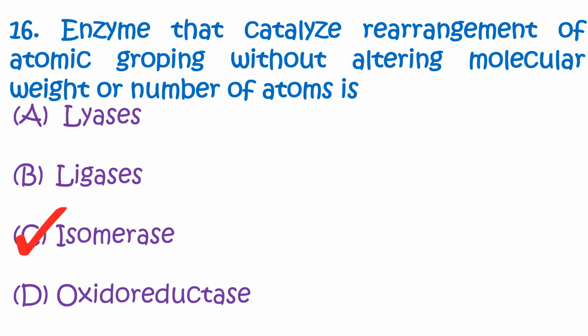called isomerase. The other enzymes, such as the lyases, bring about the cleavage of specific covalent bonds and removal of groups without hydrolysis. Ligases are the enzymes that join the strands of DNA, and the oxidoreductase enzymes catalyze the transfer of electrons from a donor, which is also called a reductant, to an acceptor, which is the oxidant.